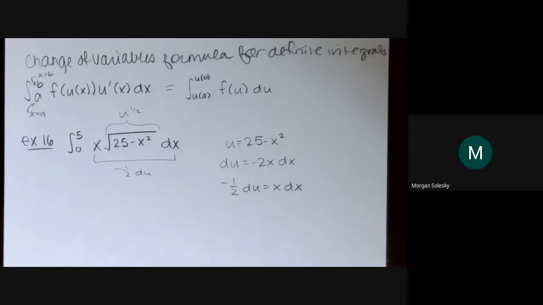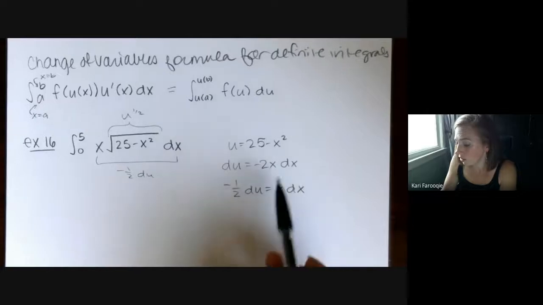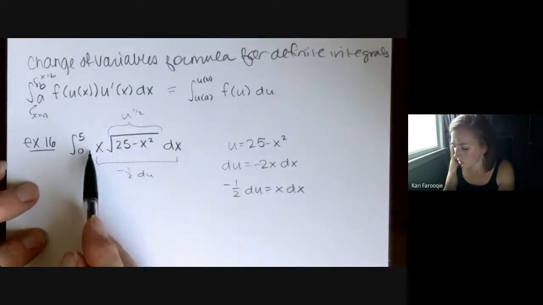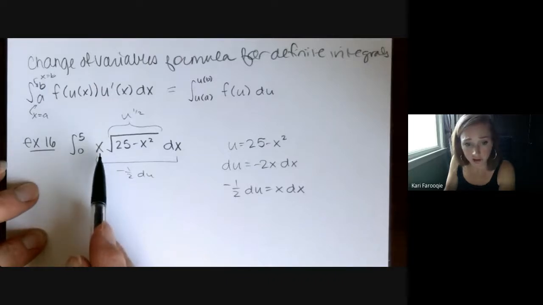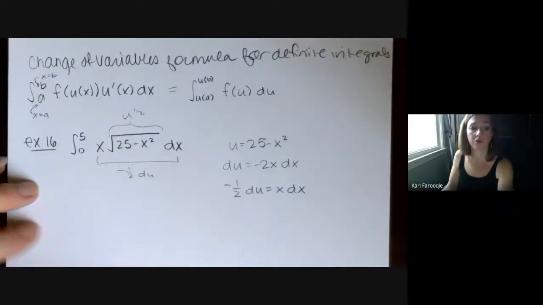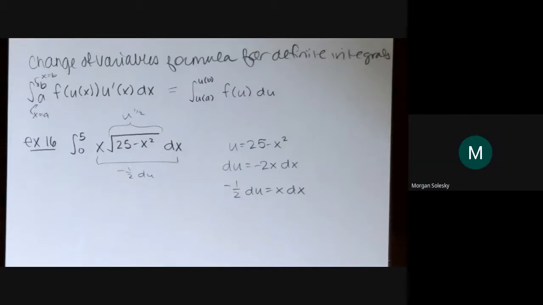How did you get negative 1/2 du? Oh, by dividing both sides by negative 2. So I kind of looked and said, well, I don't have a negative 2x dx. I just have x dx. So to create x dx, I just divided both sides by negative 2. And if you divide by negative 2, you're multiplying by negative 1/2. Does that make sense? Yeah, so can you just do like du divided by negative 2, or do you have to put it under the negative, or put it under the 1?